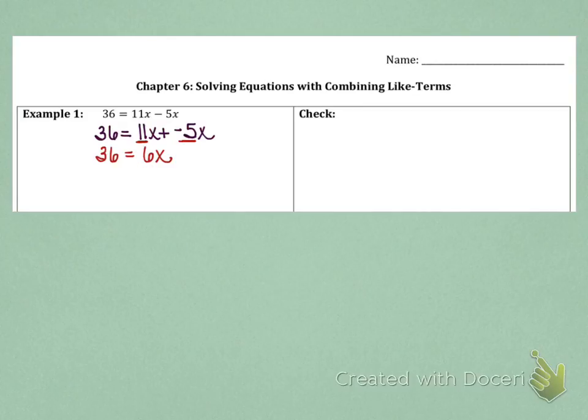And now I'm down to a one-step equation where I've got 36 equal to 6 times x, and I want to undo the multiplication by dividing both sides by 6. That gives me 6 equal to x, which means x equals 6, and we're going to put that in set braces. Let's do the check.